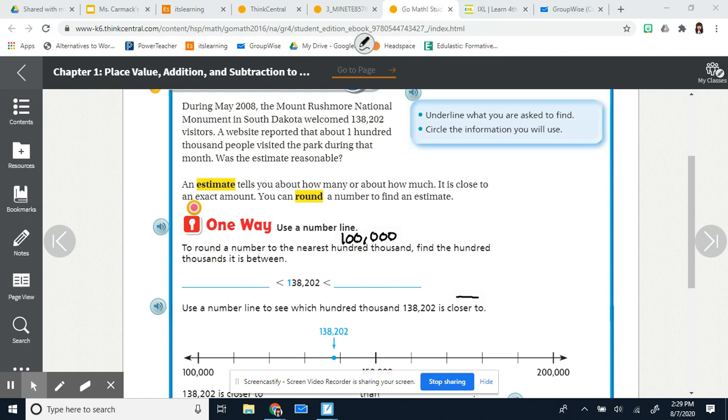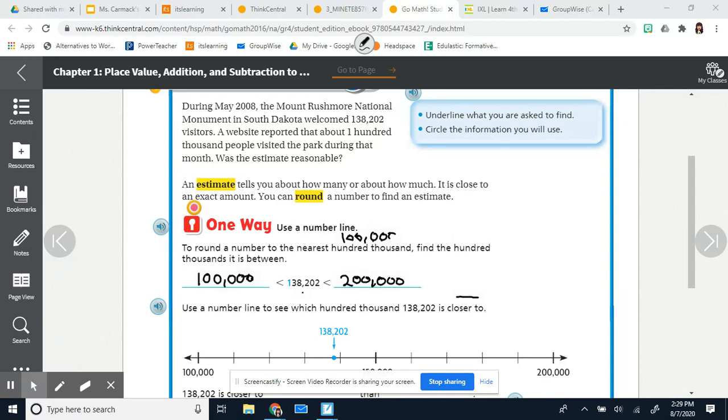Okay, so look here, the 1 is in blue. So what they want you to do is write that 1 followed by just zeros. 100,000 on this side. And then what would be on the other side? What comes after 1? 2. I'll erase part of my 0. So I'm going to put 200,000 on this side. Because if I had a number line in front of me, after 138,202, the next value of 100,000 would be 200,000.